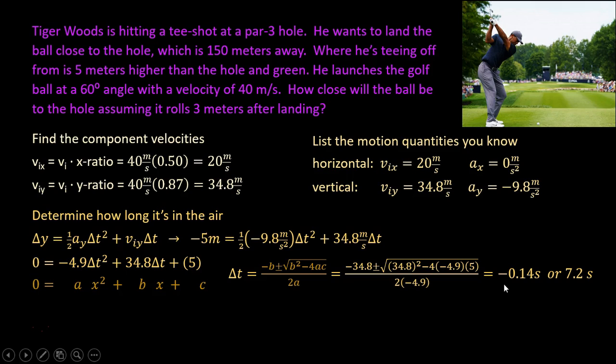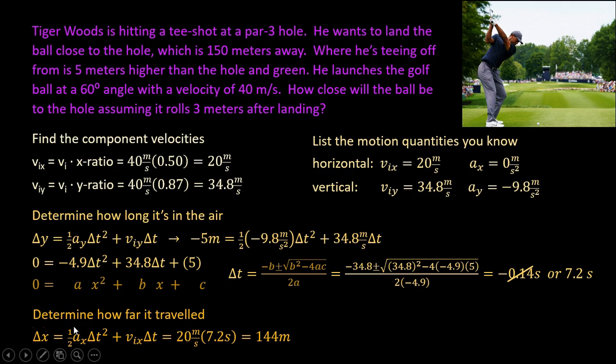Our two mathematically correct answers are negative 0.14 seconds and 7.2 seconds. Obviously, we can't go back in time, so while negative 0.14 is a correct mathematical solution, it's not physically possible. This ball was in the air 7.2 seconds.